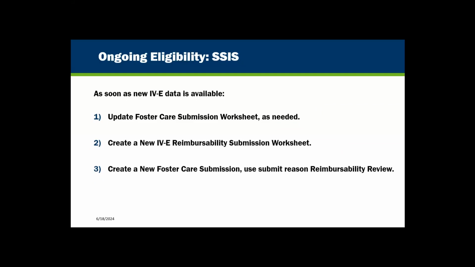Once the worksheet looks complete, go down and create a new foster care submission in that 5th folder under client eligibility log. Use submit reason reimbursability review. And like I said previously, that's just helpful to let the eligibility worker know or give them an indication of what is being sent over in this new submission. Go down to the action menu and click submit to Maxis.